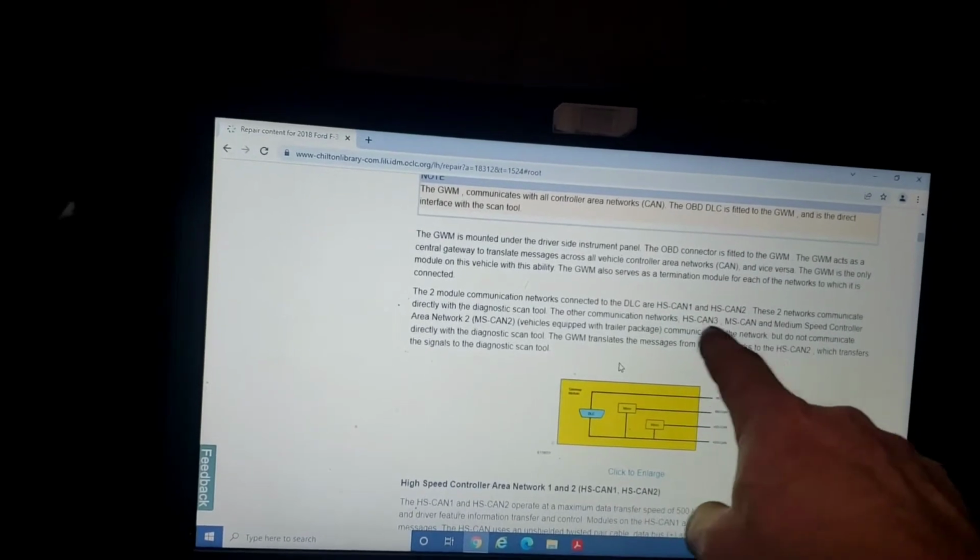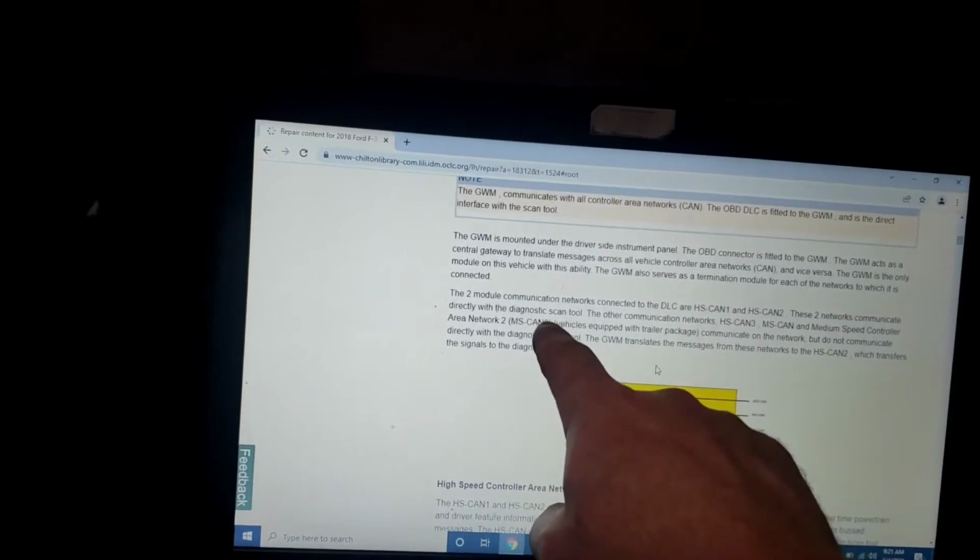The OBD DLC is fitted to the GWM and is the direct interface with the scan tool, which we just talked about and showed. There are two networks on the DLC, high-speed CAN 1 and 2, as we show in the diagram. These directly communicate to the diagnostic tool. The others are high-speed CAN 3, medium-speed CAN 1, and medium-speed CAN 2. If it has a trailer package, medium-speed CAN 2 communicates on the network, but not directly through the scan tool, through the GWM, the gateway module, which we already talked about. And then, of course, it shows your oscilloscope stuff, which we'll go over here in a minute, if it showed it together, showed it apart.